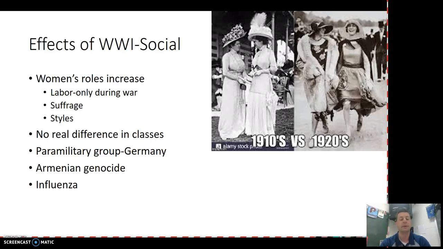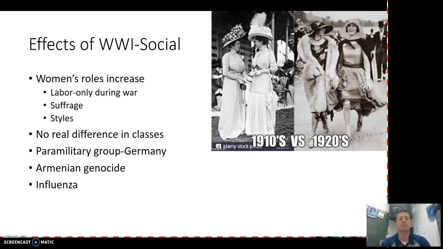We see the rise of paramilitary groups in Germany especially who say, we're just not going to listen to this. We're going to keep the fight going, and that's going to be a big part of how the Nazi movement gets going after World War I.